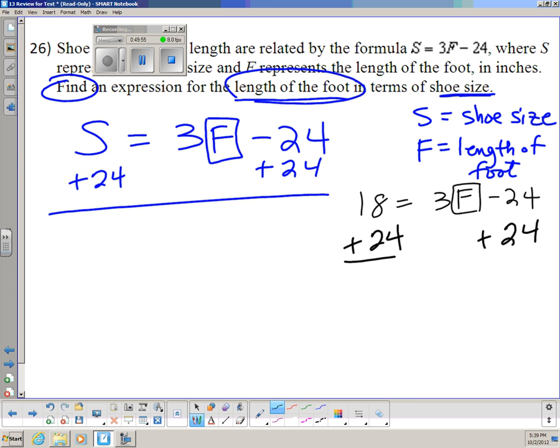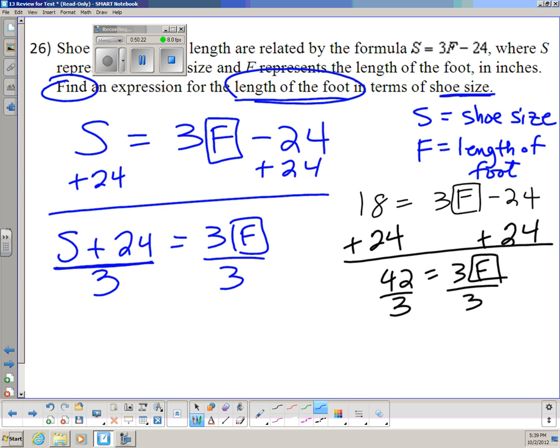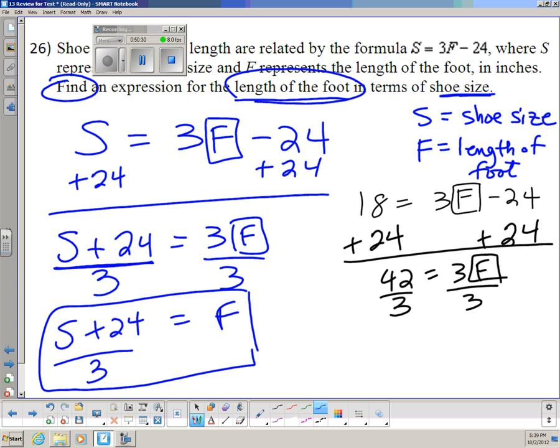In the black equation, I can make that into a number. I can make that 42 equals 3f. In the blue, I can't, but I don't care. It just becomes s plus 24 equals 3 times f. In the black equation, I would divide by 3. So in the blue equation, to get rid of the 3 multiplying by the f, I'll divide by 3. I need a long, big fraction bar, and so f is just s plus 24 divided by 3. There's my final answer. Remember, these 3's cancel.